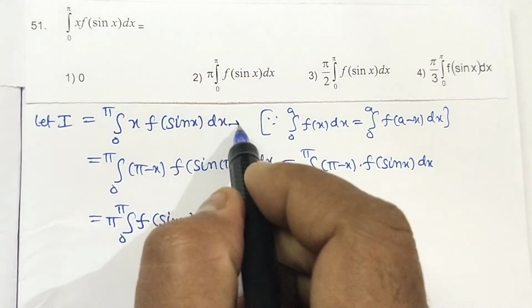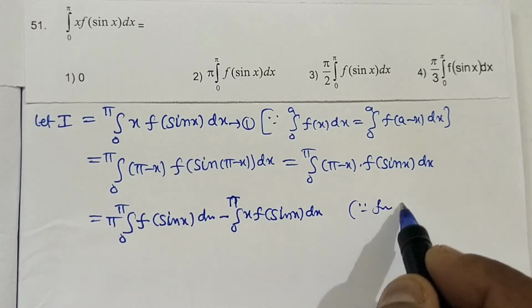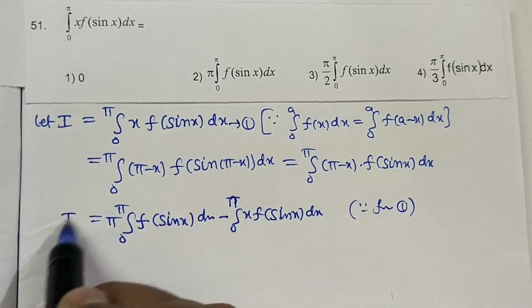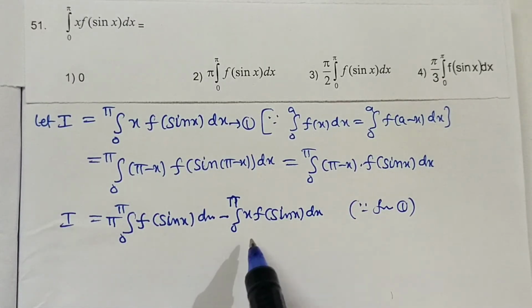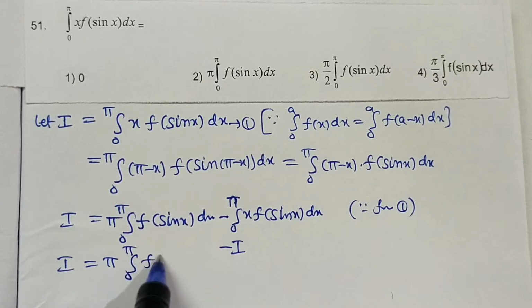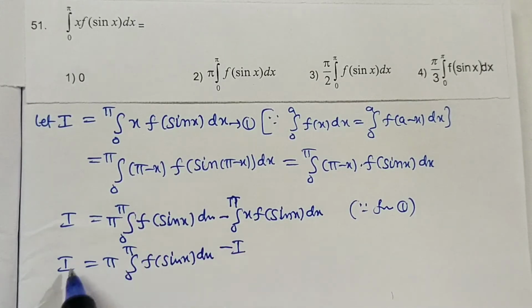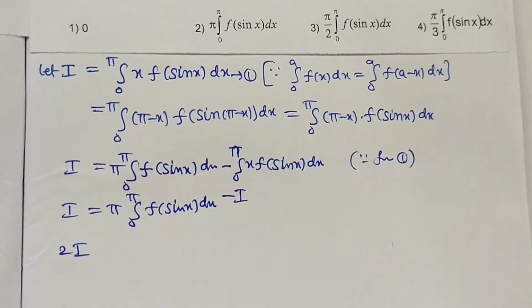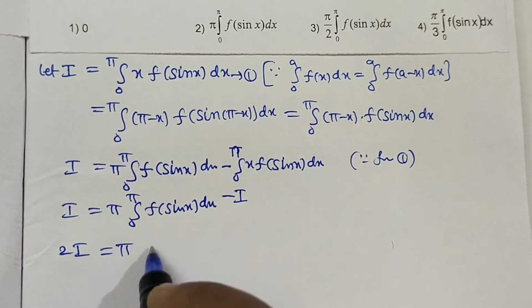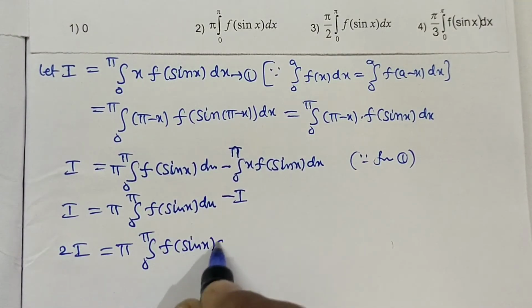From equation 1, this is equal to I, since from equation 1. So this value is I, we can take this side, I equal to pi integral 0 to pi f of sin x into dx minus I. We can take this side. So 2I equal to pi times integral 0 to pi f of sin x into dx.